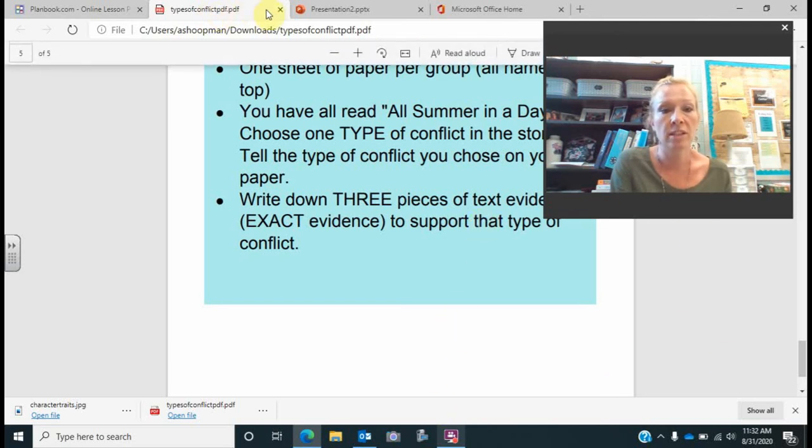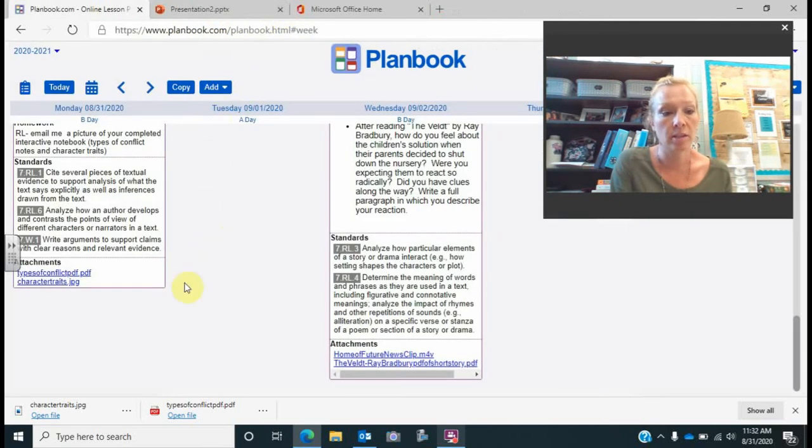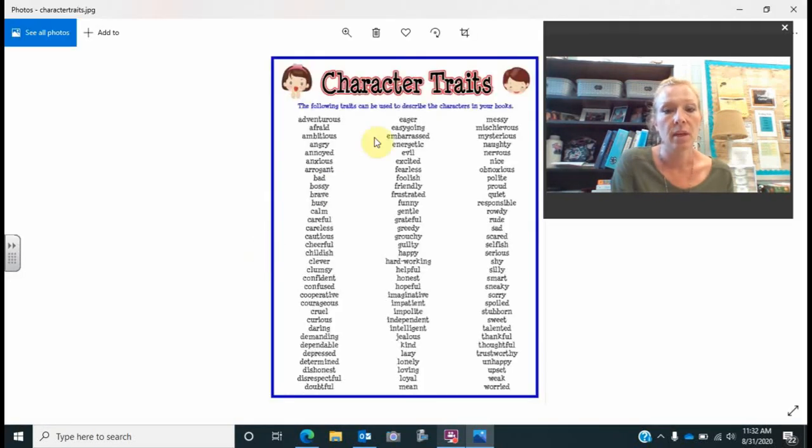Then we moved on today to character traits. So I went ahead and I downloaded the character traits file. And it looked like this or something like this. All right. And this has a whole bunch of words on here.